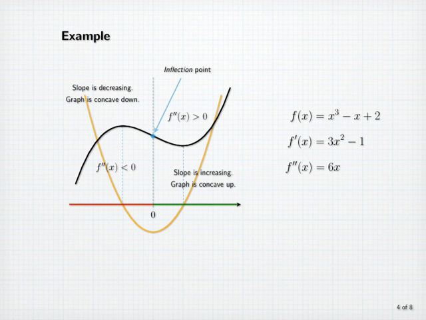It's 6x, whose graph is a straight line through the origin. Notice f double prime has positive values when x is greater than 0, corresponding to the concave up section of the graph, and the values of f double prime are negative when x is less than 0, corresponding to the concave down section of the graph of f.